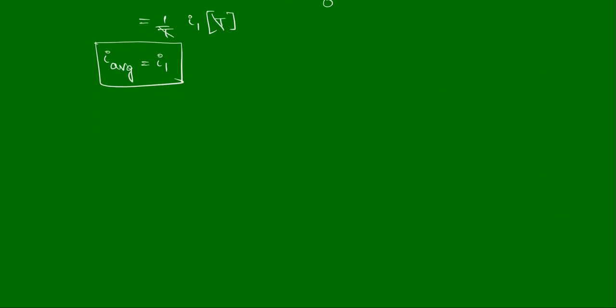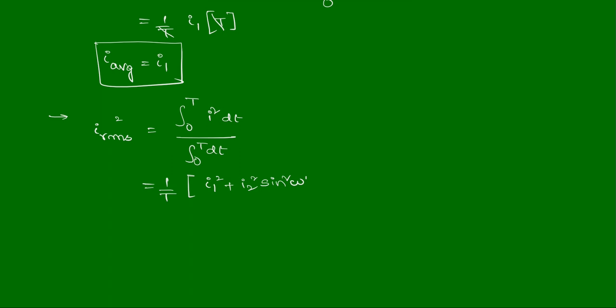If suppose they ask RMS value, we are having I RMS square is equal to integration of 0 to T of I square dt by integration of 0 to T of dt. So 1 by T I can write outside, because integration of dt is T. I square we can write like this: I1 square plus I2 square sine square omega t plus 2 I1 I2 sine omega t, dt over an integration of 0 to T.